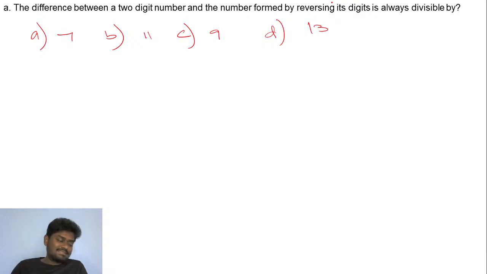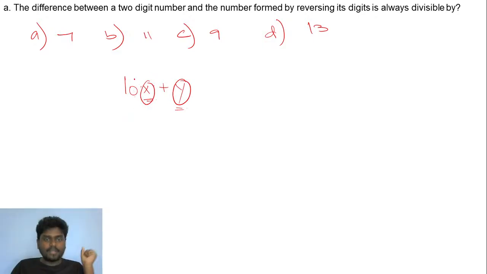First we need to understand what exactly they're asking here. Let me take a 2-digit number. Normally a 2-digit number will be in the format of 10x plus y. Here, y is the unit digit and x is the tens digit, right? So you would represent a 2-digit number as 10x plus y.